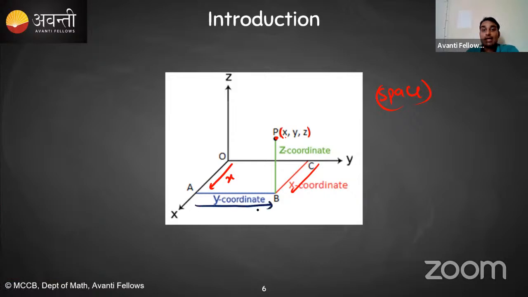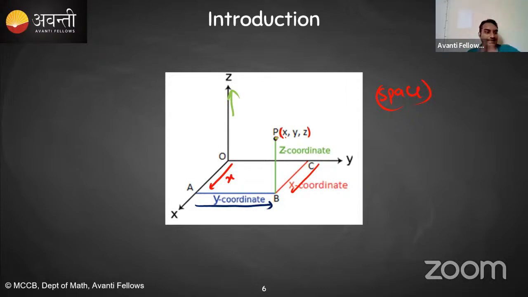What does the y coordinate mean? How far my point is from the origin along the y axis. That would be the y coordinate, and the z coordinate means the green line. The green line will represent the z coordinate. What does it tell us? The z coordinate means how far my point is from the origin along the z axis. This is the z axis. So point P is here. It means from the origin my point is at a z distance.